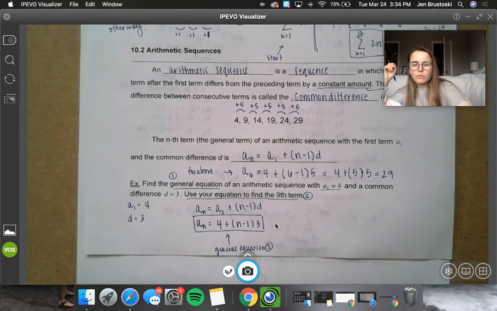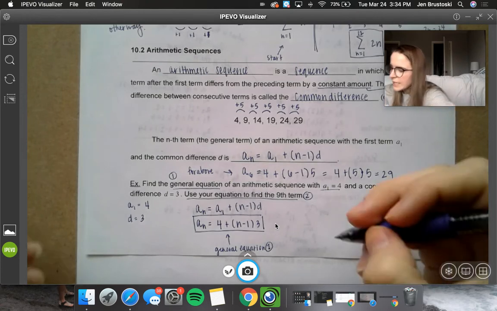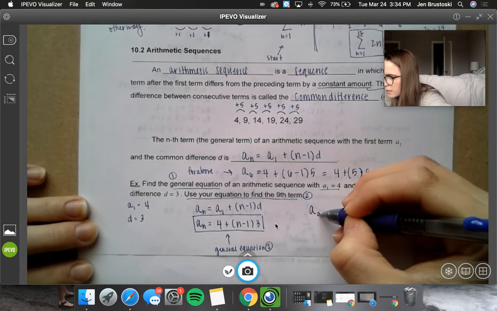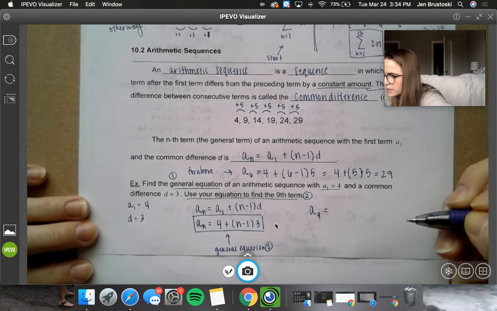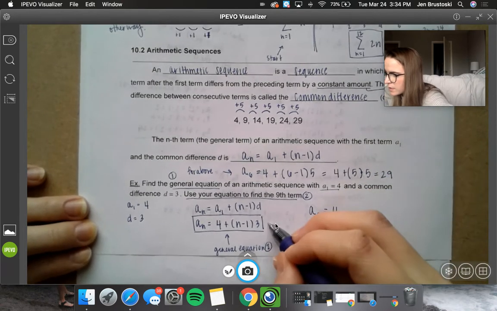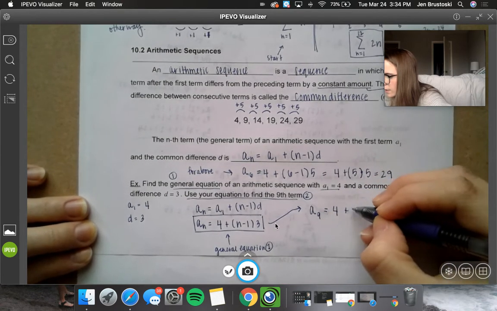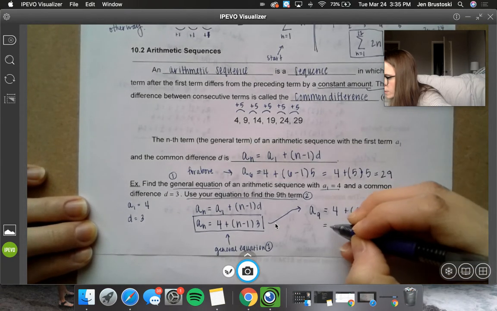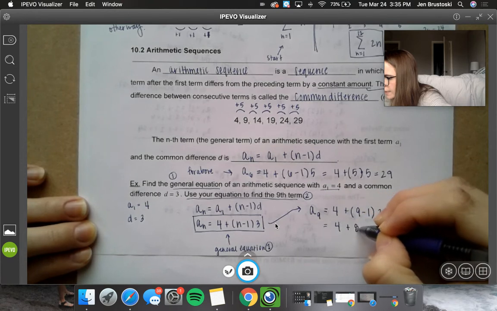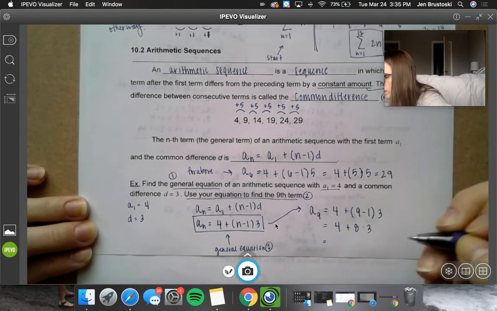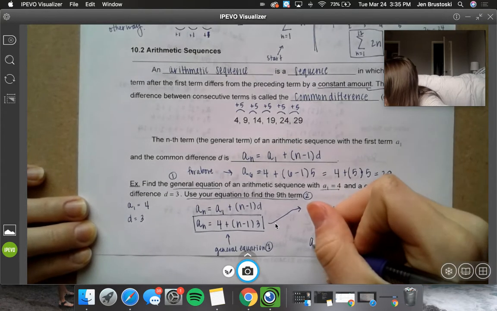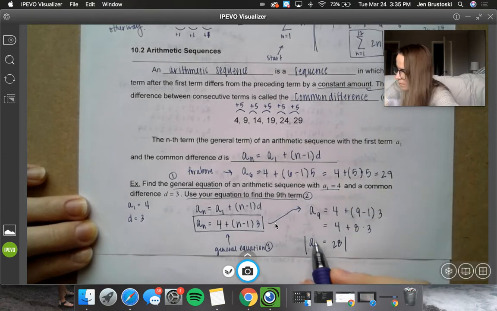All right, now part 2. We need to find what the ninth term is. So we're finding a sub 9. a sub 9 equals 4, and we're just going to use this right here: 4 plus 9 minus 1 times 3. Simplify. 4 plus 8 times 3. 24 plus 4 is 28. So 28 is our ninth term.